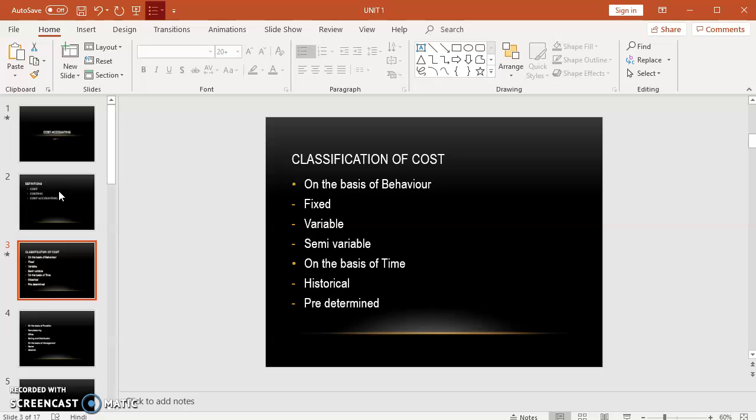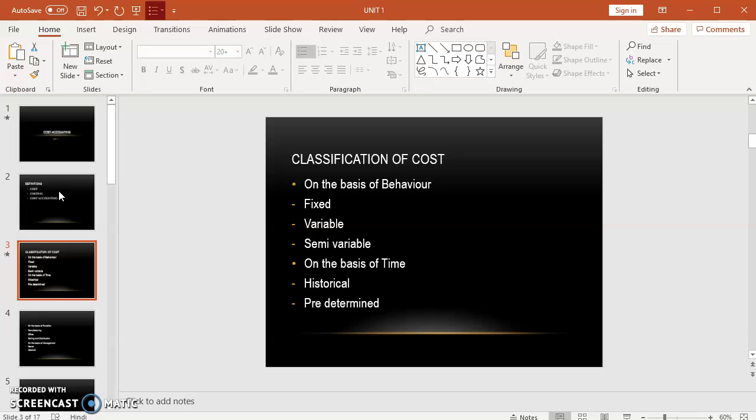One is historical, another is predetermined. Historical costs are those costs which are already incurred. It is past data. Like the product is produced, the expenses are incurred, and then now I am analyzing where I have gone wrong. That is historical.